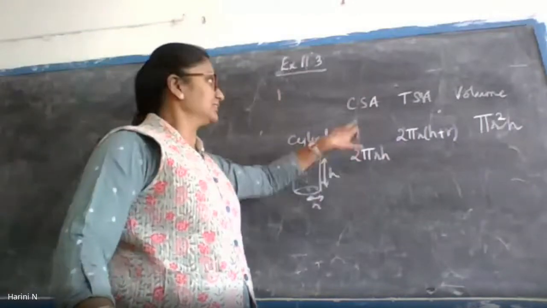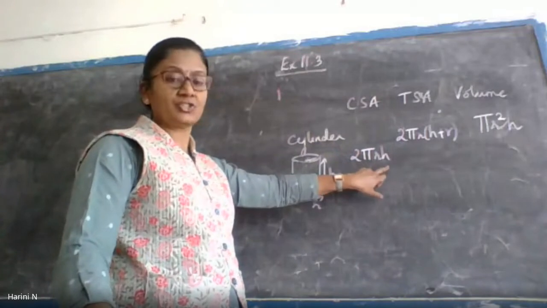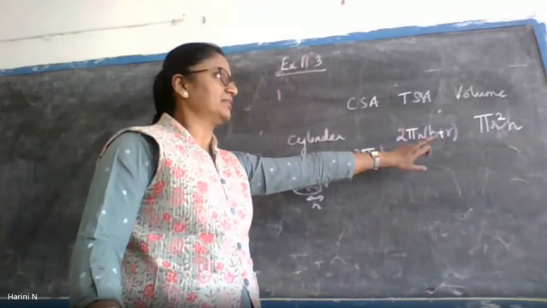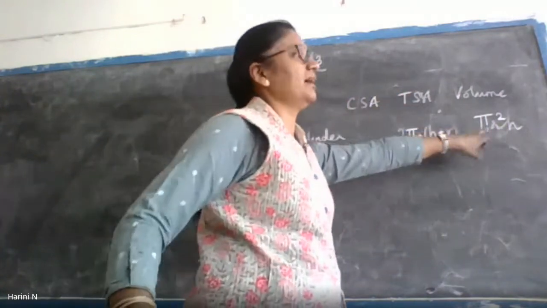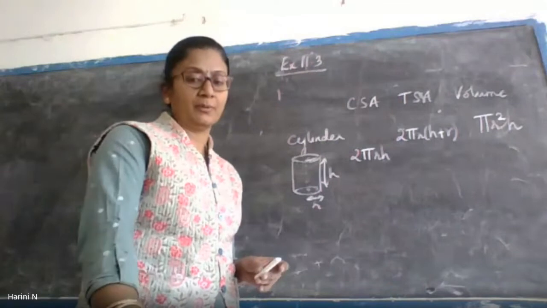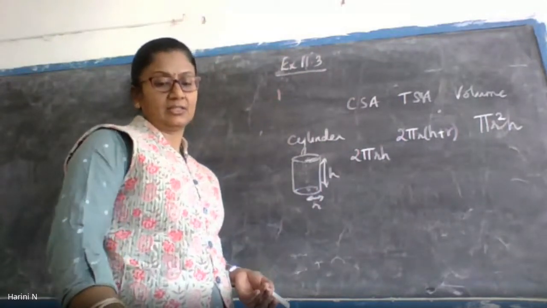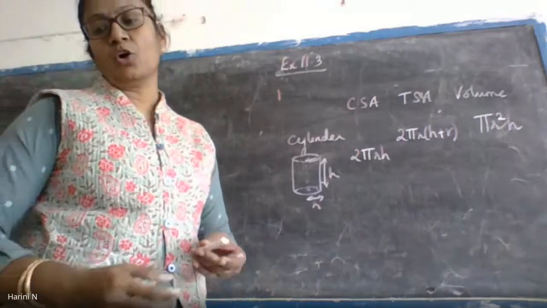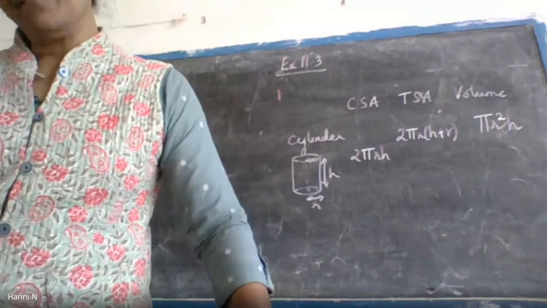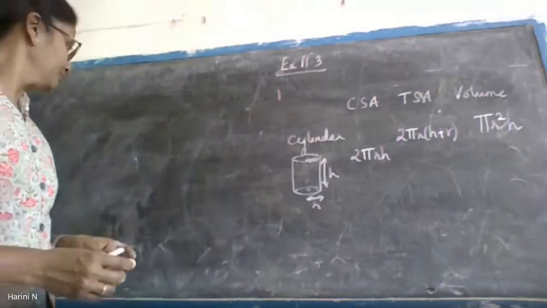The CSA, that is the curved surface area for the cylinder, is 2 pi r h. The TSA of the cylinder is 2 pi r times (h plus r) and the volume is pi r square h. So this should be quoted in your formula page because we will be using it time and again in this exercise. Alright. So we will move on to exercise 11.3 where we will take up the second problem.